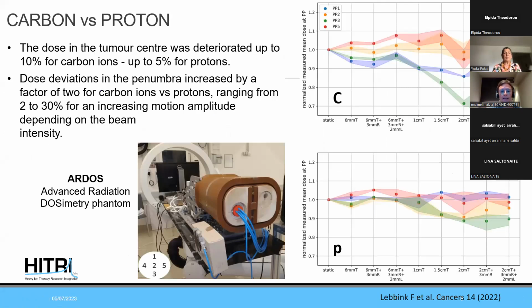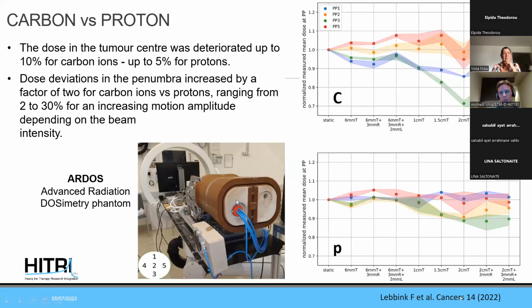Now, does it have the same impact on carbons and on protons? Well, no. The effect on dose degradation is much higher for carbon ions than for protons, because they have a much steeper lateral fall-off, and the spot size is smaller, so it's like painting with a much smaller paintbrush. And this has been measured and determined with pinpoint chambers within an in-house built phantom from MedAustron, called ARDOS. It's the Advanced Radiation Dosimetry Phantom, and it mimics a lung patient.